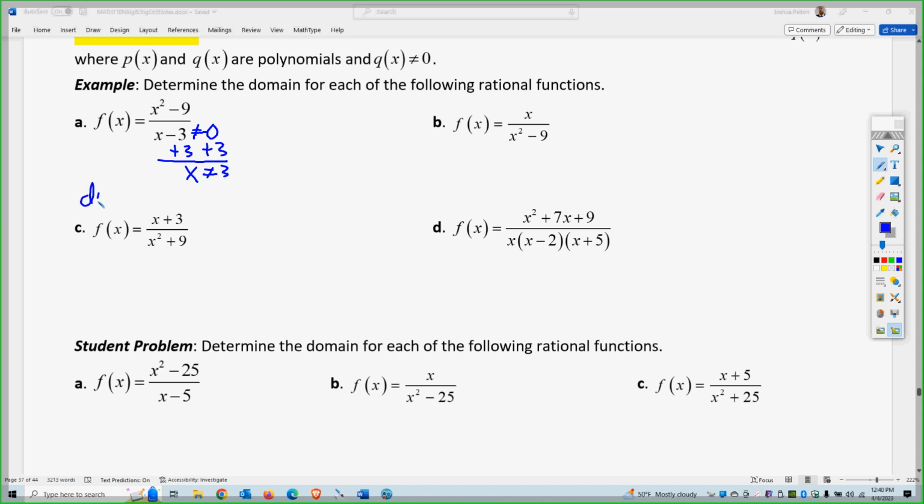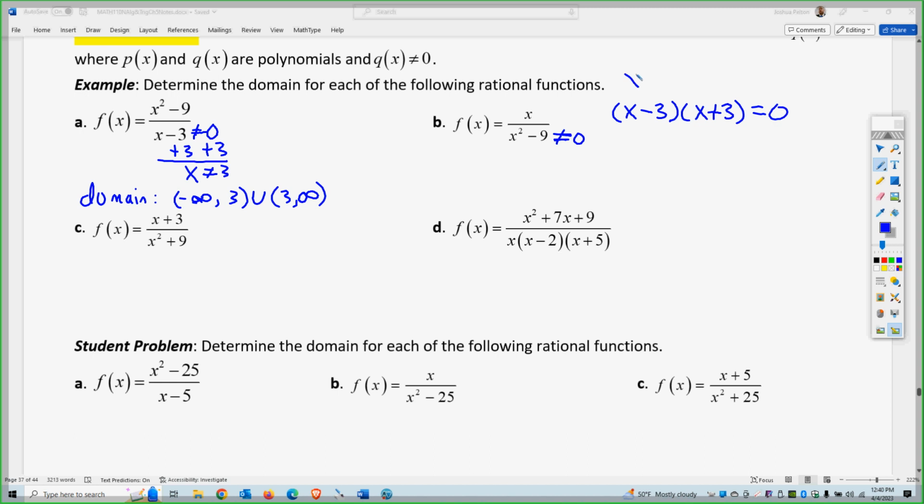So my domain is everything except for 3, so negative infinity to 3, union 3 to infinity. Okay, you might have to factor the denominator. So this cannot equal 0, but I need to factor it. So that's x minus 3 and x plus 3, correct?